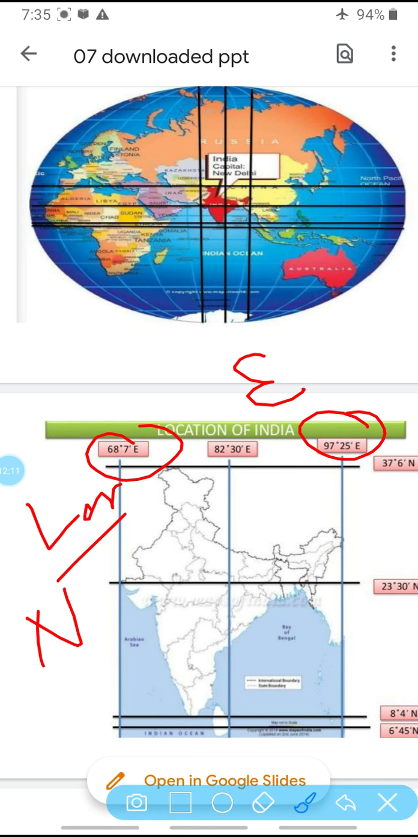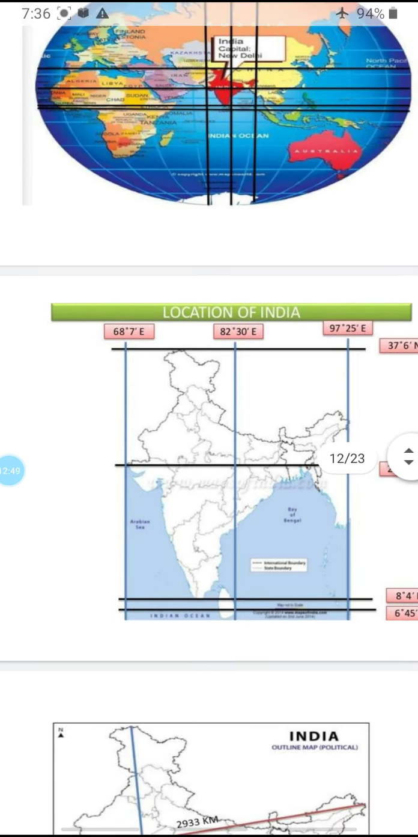Then according to latitude, there is 6 degrees 4 minutes, but we are considering it from 8 degrees 4 minutes north to 37 degrees 6 minutes north. So this is the longitudinal and latitudinal extent of India. This is the longitude extent and this is the latitude extent. The longitude extent is 68 degrees 7 minutes east to 97 degrees 25 minutes east, and the latitude is from 8 degrees 4 minutes north to 37 degrees 6 minutes north. This is the latitudinal and longitudinal extent of India that we have discussed.